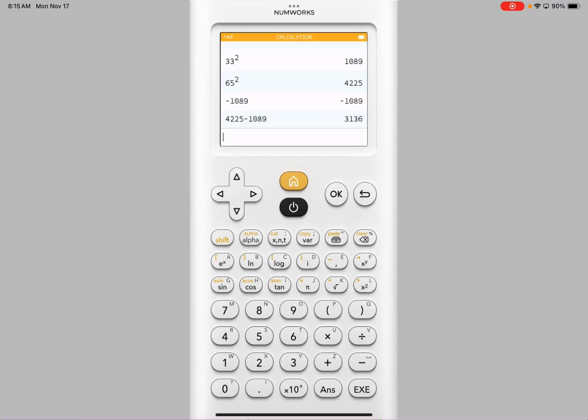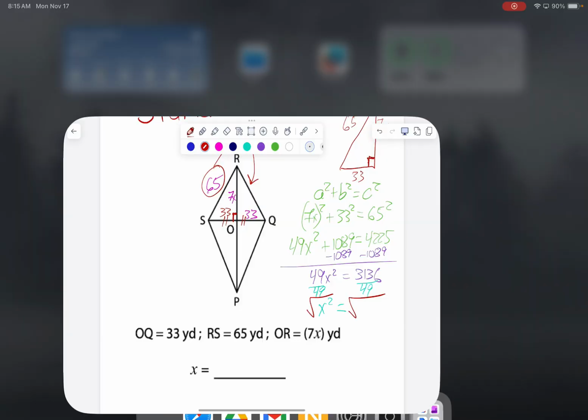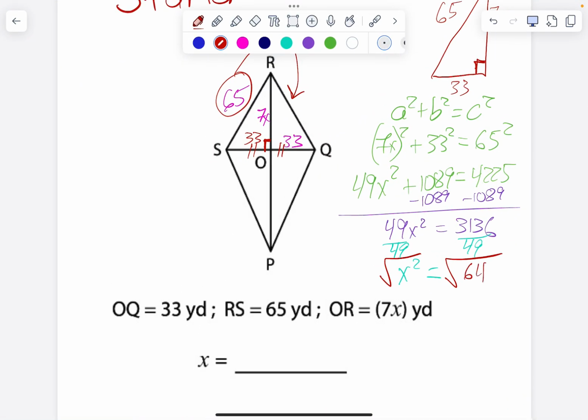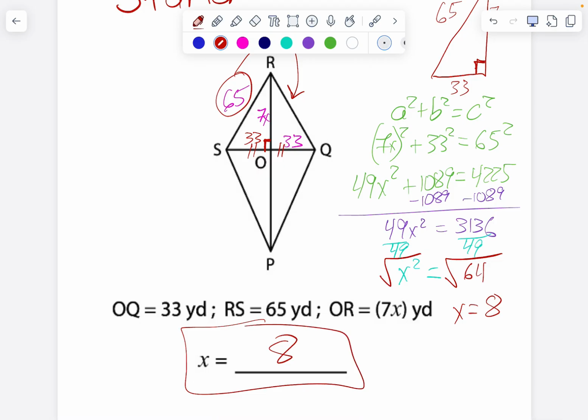So, divided by 49. Oh, 64. So square rooting that is easy enough. What's the square root of 64? 8. So x is 8 in that case.